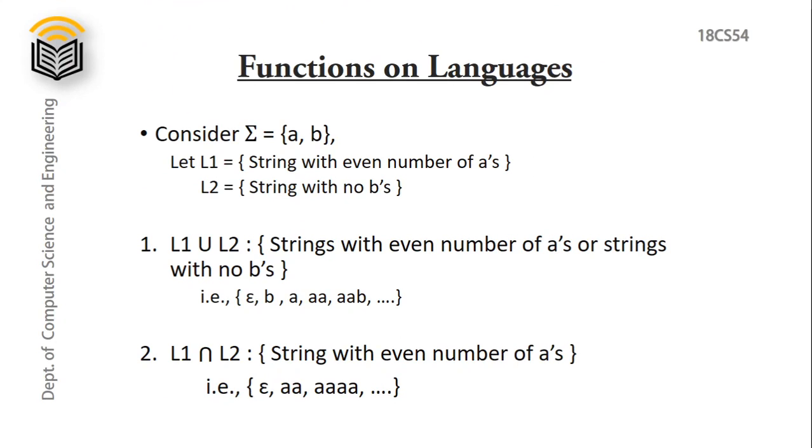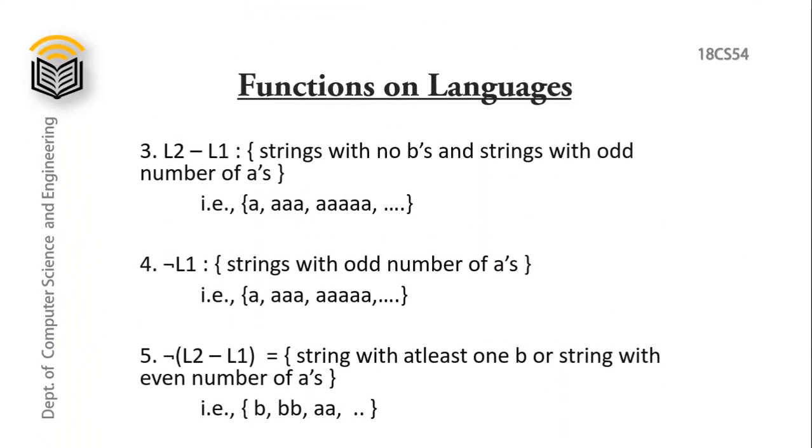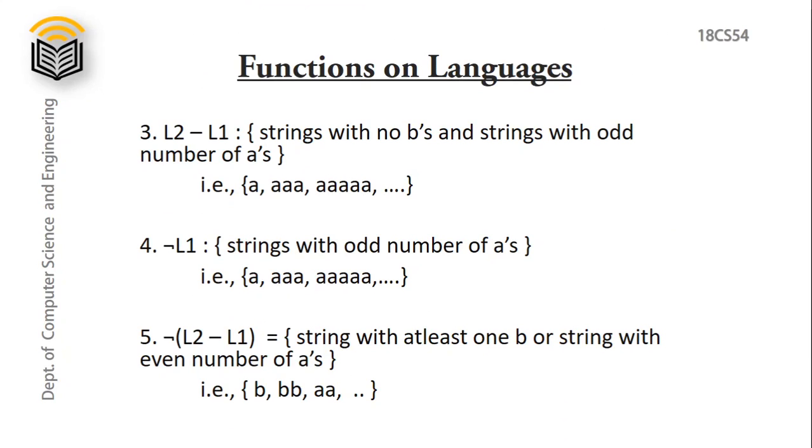Functions on languages. Consider an alphabet set consisting of A and B, and L1 will consist of strings with an even number of A. And L2 consists of strings with no B. First, the union of both languages will result in a set that may consist of strings with an even number of A or strings with no B. Second, the intersection of both languages will result in a set having elements common to both languages. That is strings with an even number of A. Third one is difference. The elements in L1 are removed from L2, that means strings with no B, and strings with an odd number of A. Then the negation of L1, which is exactly the opposite of L1. That is strings with an odd number of A.